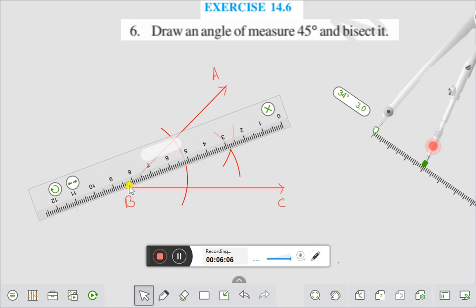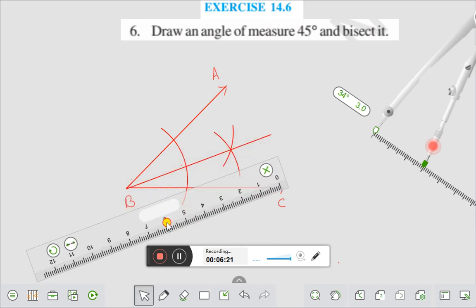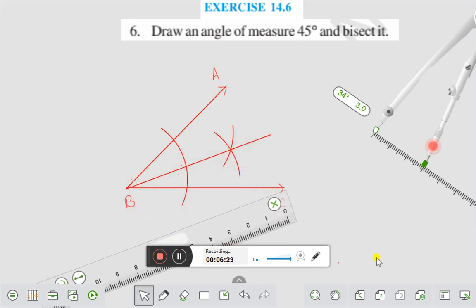Now draw a line here. Now give the names. Give an arrow here, and this is D. And here you see that BD is the angle bisector of angle ABC.